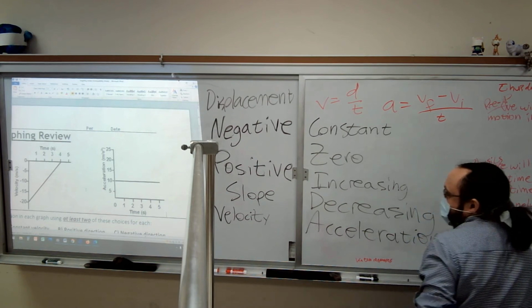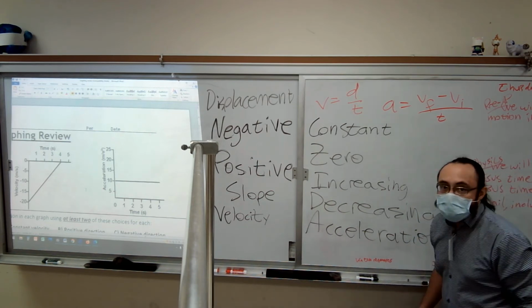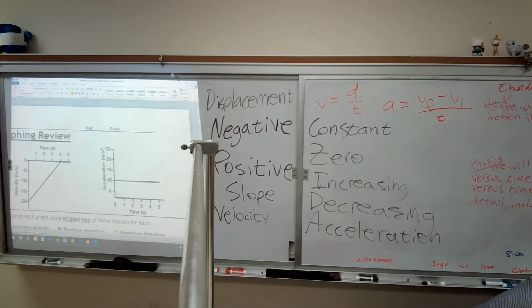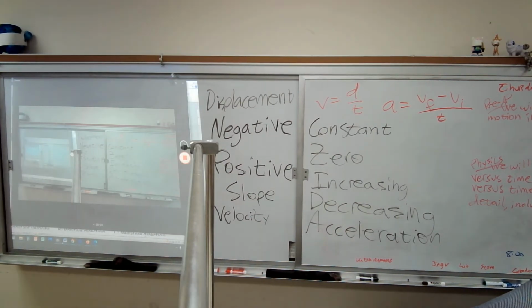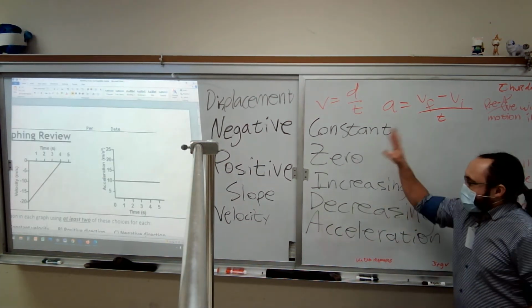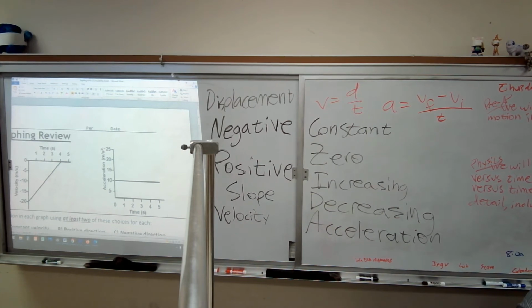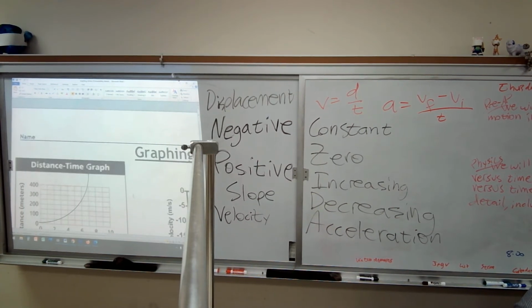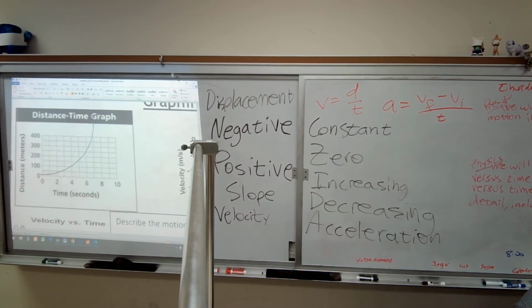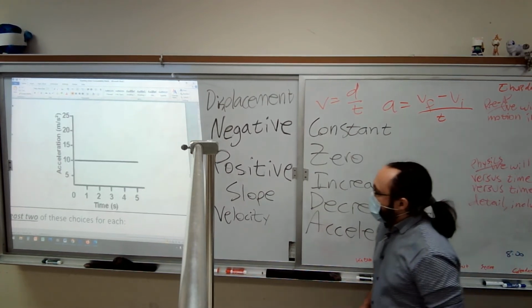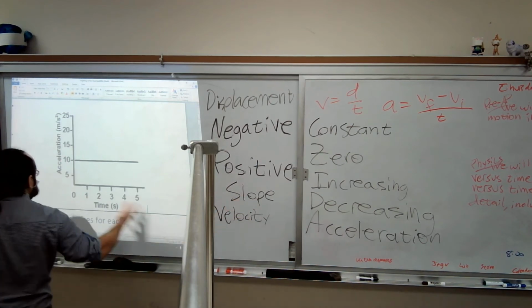So I've written all these words up on the board so that, let me make sure this is showing the right thing. Yeah, that'll be fine. Okay. All these words up on the board can be combined to describe some of these graphs. So I'm going to zoom in a little bit. This acceleration graph here, for example, I can use some of these words to describe it.